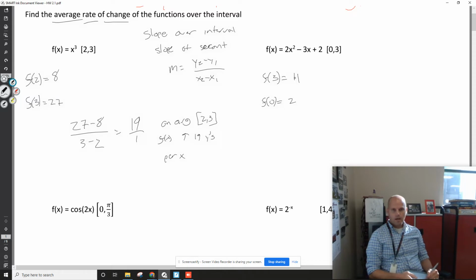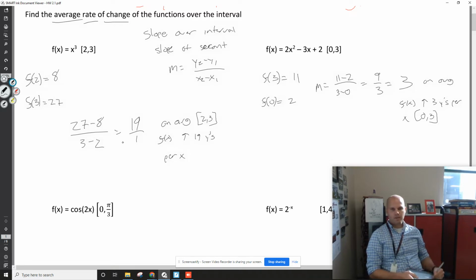I went up 9 over the course of going over 3. So 9 over 3 or 3 is the answer. If you want to use the slope formula, go ahead. Change in the y's is how much we increased with our y's. Change in the x's is how much we increased for our x's. So I went up 9 y's over the course of 3 x's, 3 y's per x. On average, my function went up 3 y's per x over the interval from 0 to 3.